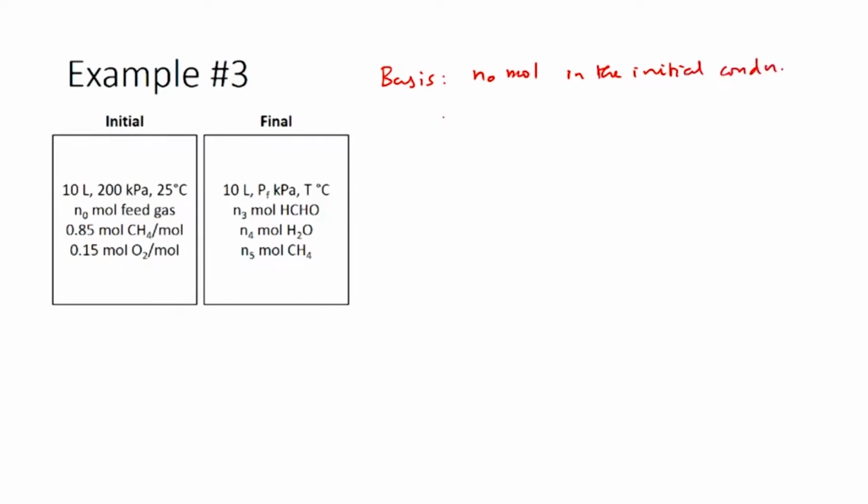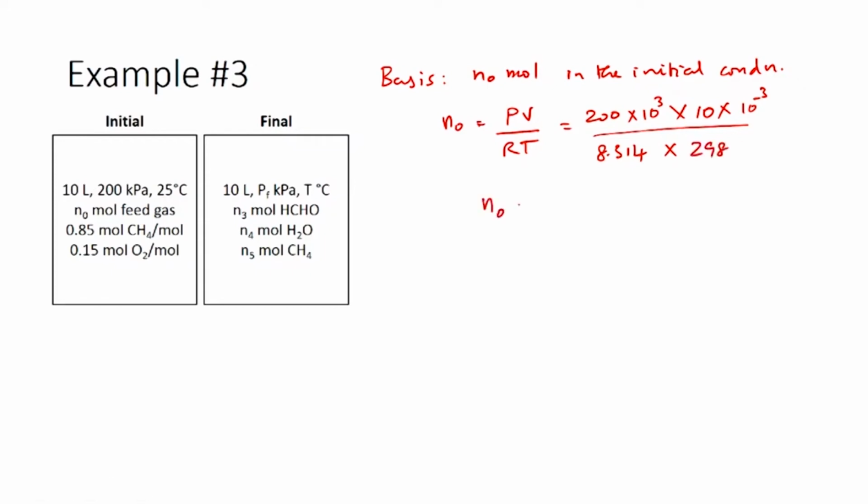So, taking that into account, let us calculate N naught. N naught would be equal to PV by RT. P is the pressure, we have it as 200 kilopascals, so we will call it 200 times 10 power 3 pascals, and your volume is 10 liters. So, it would be 10 times 10 power minus 3 meter cube divided by R in terms of SI units, which is 8.314, times temperature in Kelvin, which is 298 Kelvin. So, using this we can calculate N naught as 0.8072 moles in the initial condition.